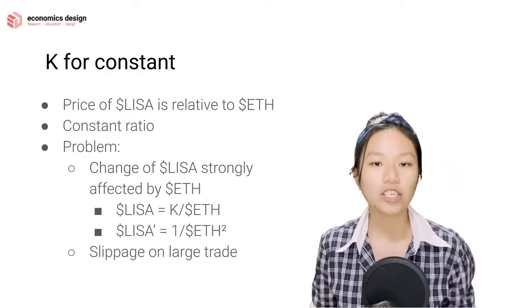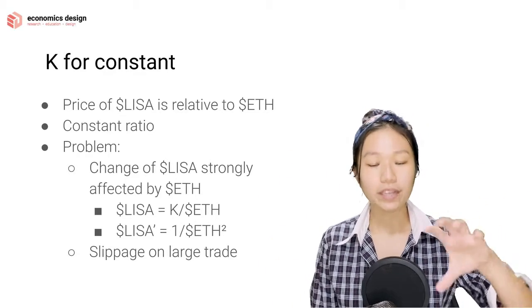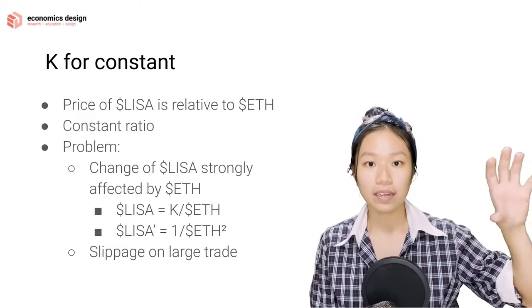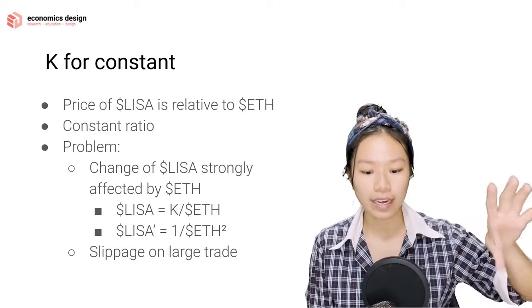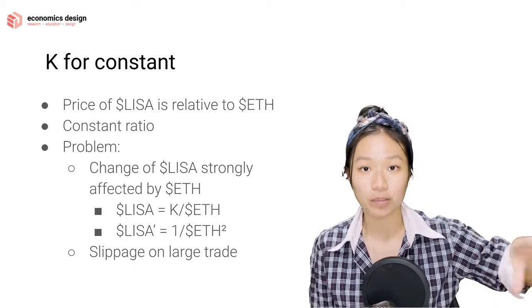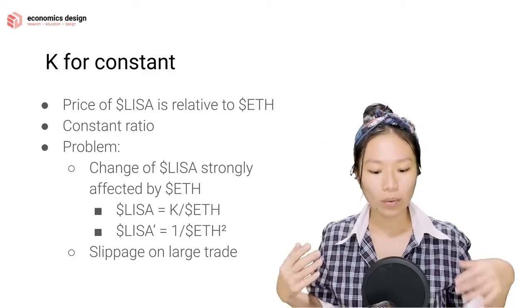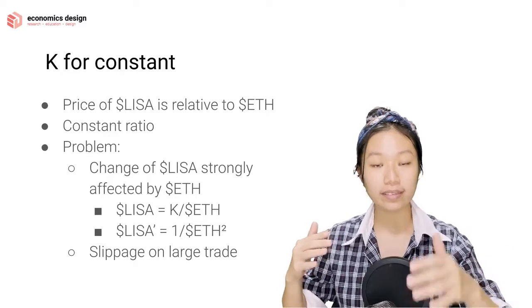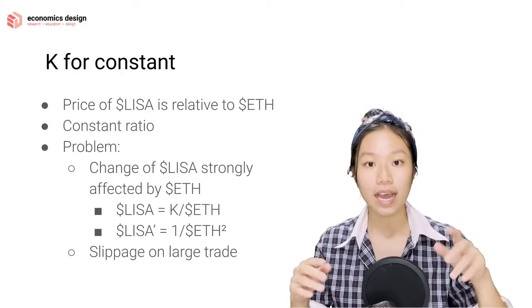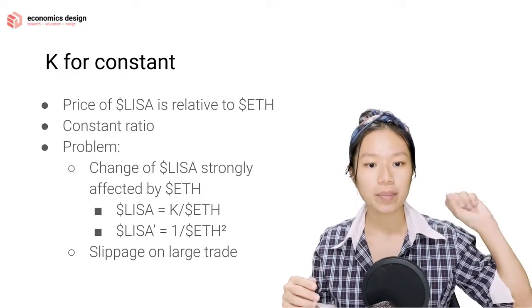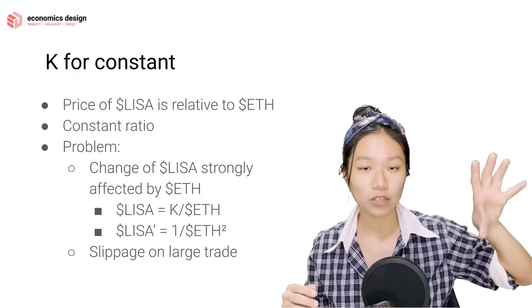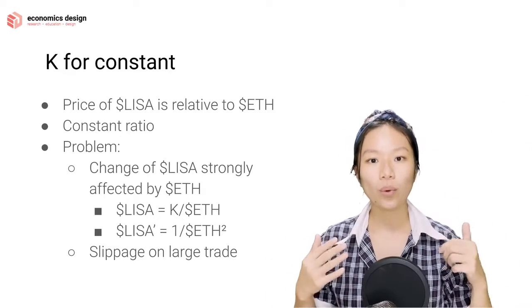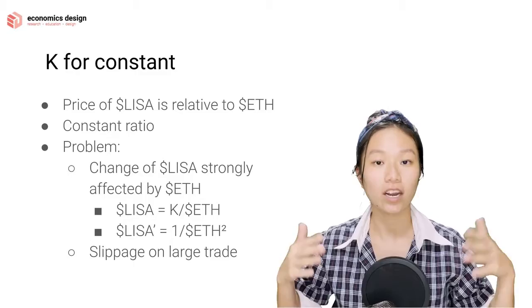So in general, it just means that when ETH changes, when the quantity of ETH changes, it affects the Lisa token very, very much because it's squared. And what does it mean? It means that as the trade gets larger, as the change in ETH gets larger, and it is now squared, the impact to the number of Lisa tokens increases. And so that's how we get slippage in large trades.